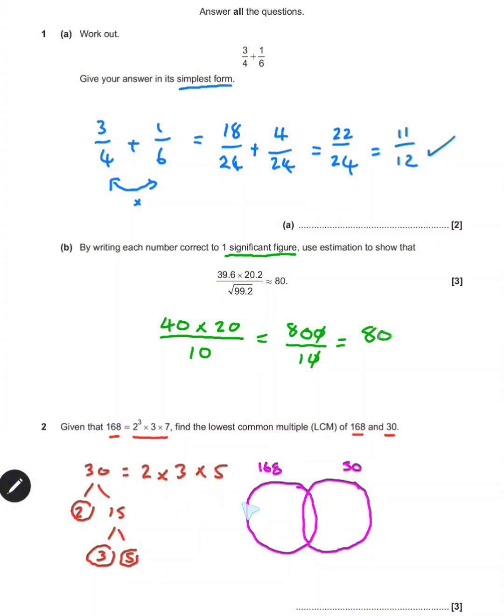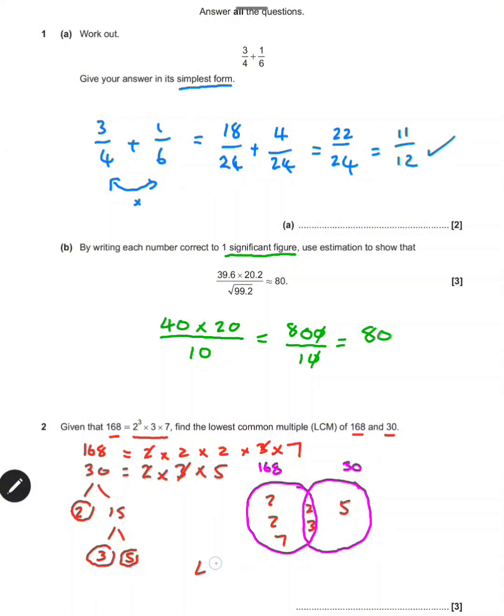And for the lowest common multiple, I need all of this filled in. So let's work through this steadily. 168 is 2 times 2 times 2, that's 2 cubed, times 3 times 7. These share a 2 as a factor. They share a 3 as a factor. And then there's no other shared factors. So we've got a 2 and a 7 left in the 168 side, and then just a 5 left in the 30 side.